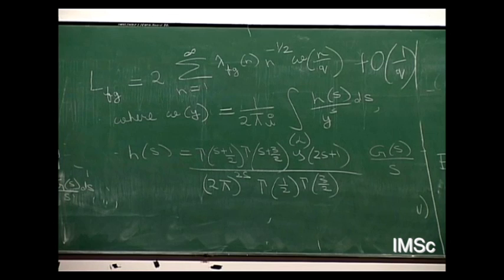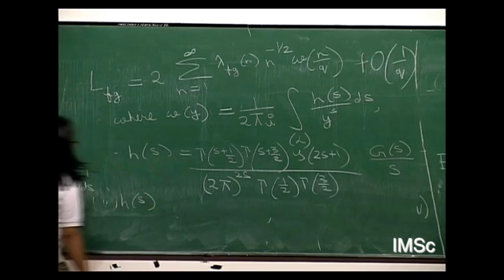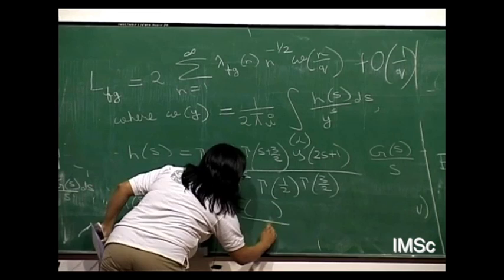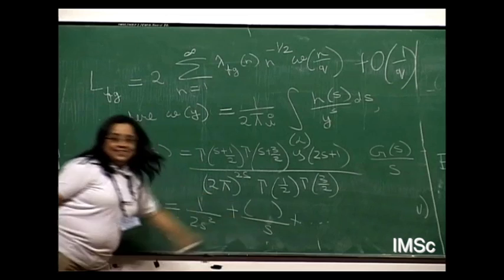So your h of s, if you want to write the Laurent series expansion, you'll see you get 1 over 2s squared plus. I leave it as an exercise for the students to figure out this quantity here.